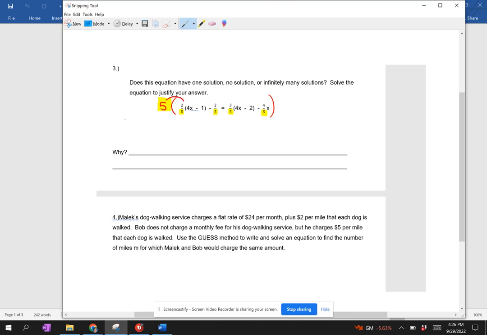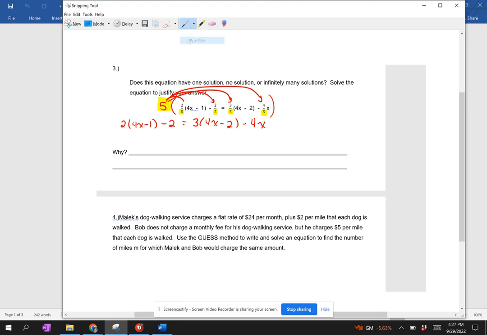So 5 times 2/5 is 2. Now I'm not going to touch the parentheses because that was connected to the 2/5. 5 times negative 2/5 is minus 2. 5 times 3/5 is 3. I'm not going to touch the inside of the parenthesis. And then 5 times negative 4/5 x gets me minus 4x.